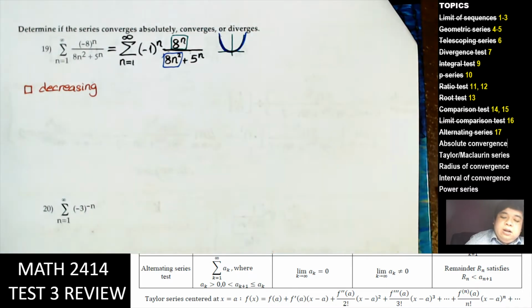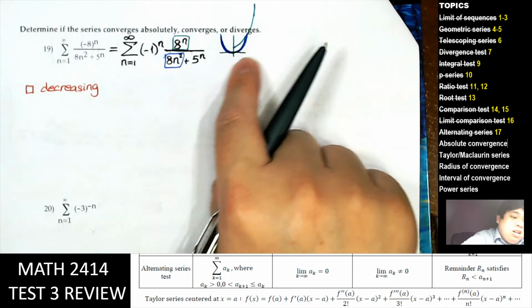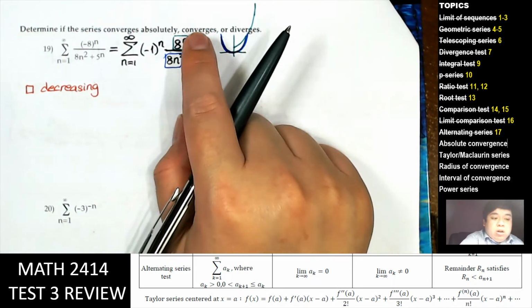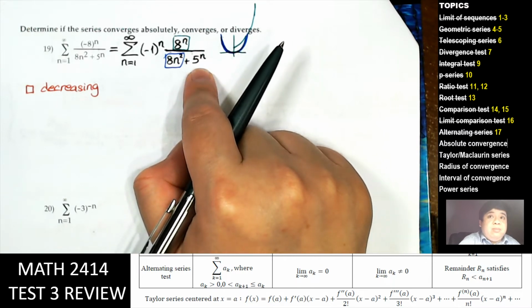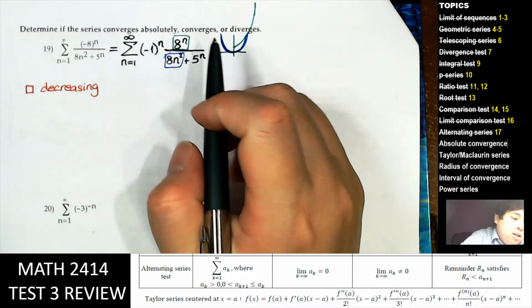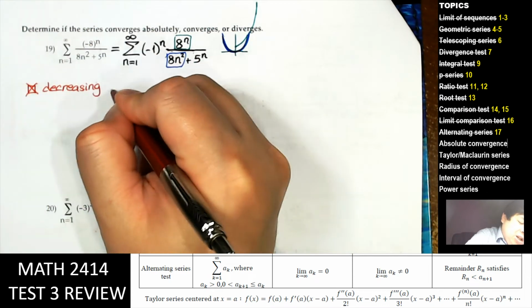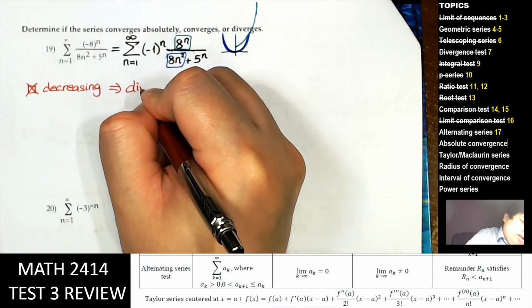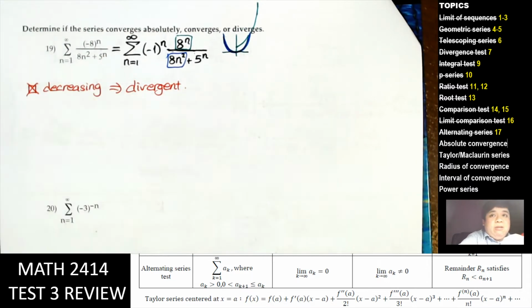Now the a^n, that is exponential, so that one goes to infinity a lot faster than quadratic. So the top goes to infinity a lot faster than that term. Actually they're comparable, but regardless of that, this is not decreasing, so it is divergent. Because we don't have a decreasing sequence here, that doesn't work.